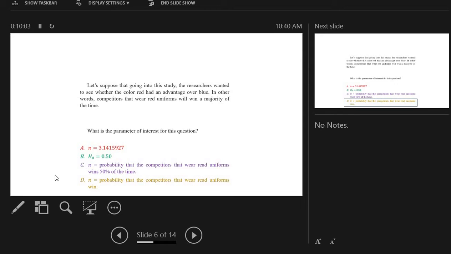Discuss it among your partners and decide which one's true. Yeah, no, I just don't know which one it is. I think it might be C.